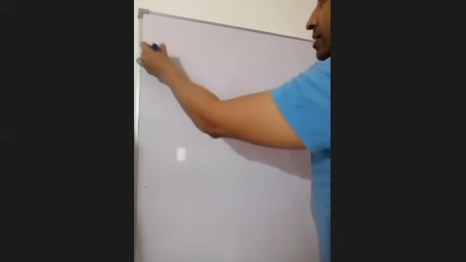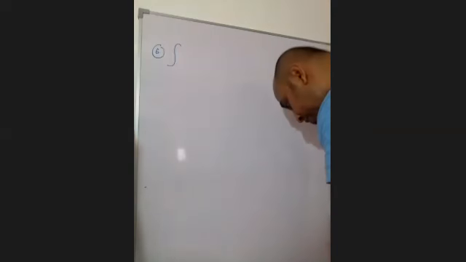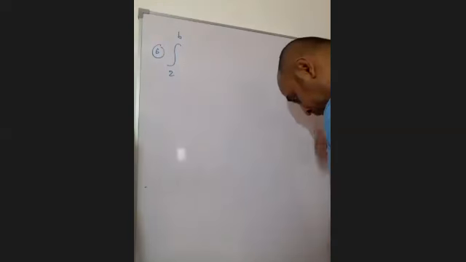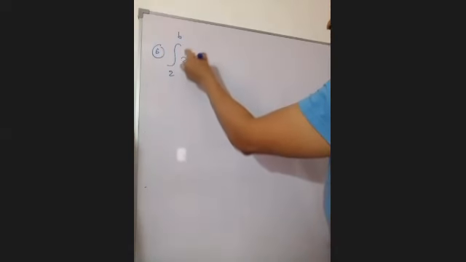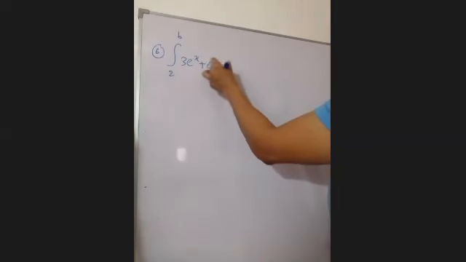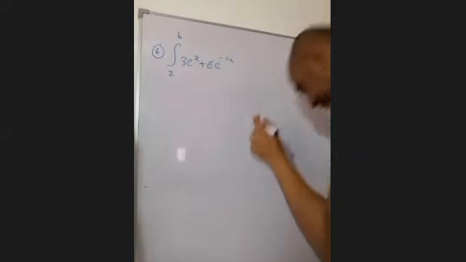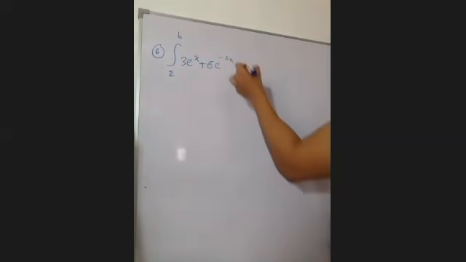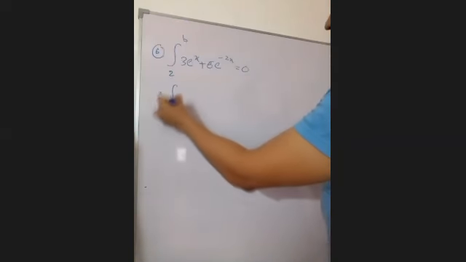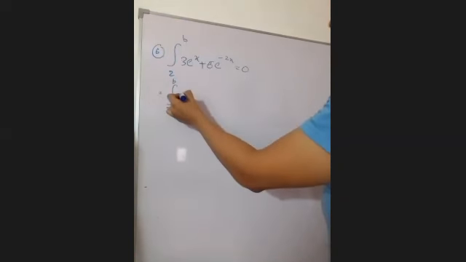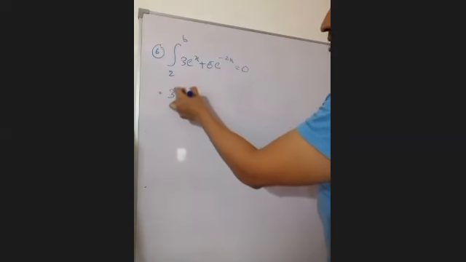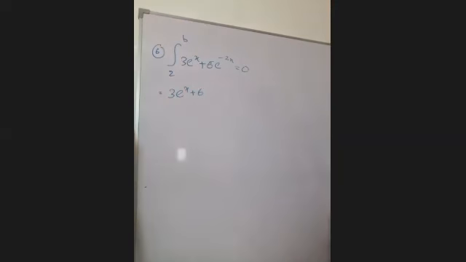Question number 6 is this. The integration from 2 to b of 3e to the power x plus 6e to the power minus 2x. They have given this answer as 0. We need to find the value of b. So if you just do this integration from 2 to b, it is not straightforward. You can integrate 3e to the power x as 3e to the power x, plus 6e to the power minus 2x.